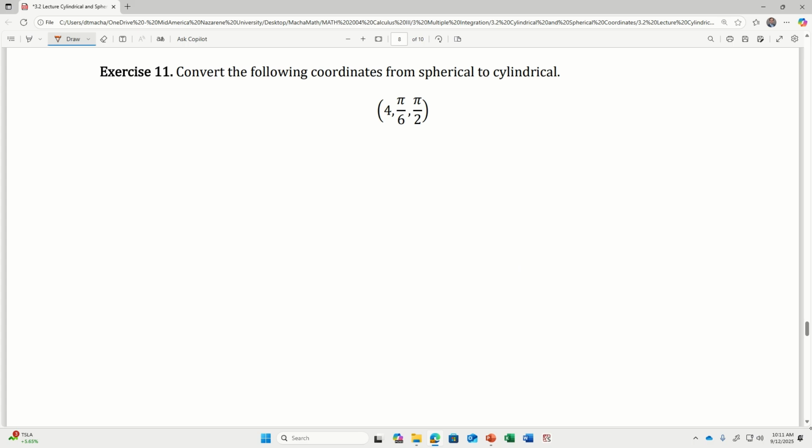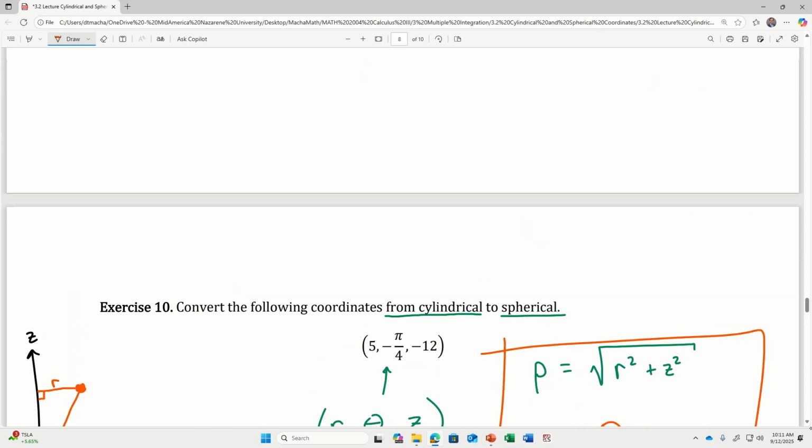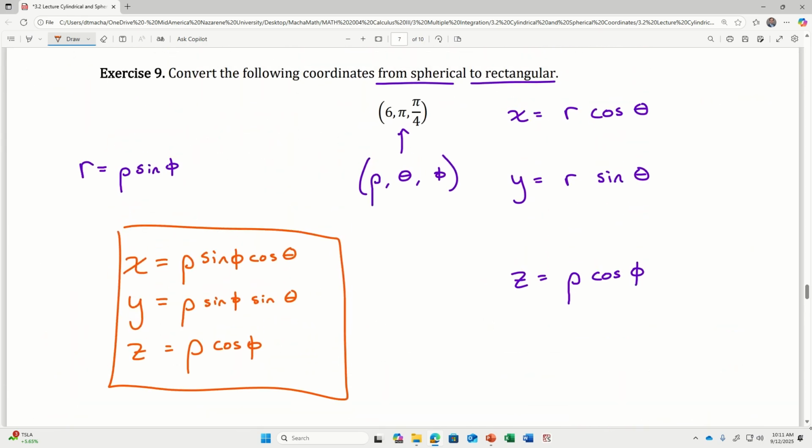And then I think this is the last coordinate translation we have to do, from spherical to cylindrical. And so that means these are given to us as rho theta phi, and cylindrical means r theta z. z is going to be, and I think at this point we've already figured out some of these formulas, if I'm trying to get z from spherical coordinates, that's just going to be rho times cosine of phi from right here.